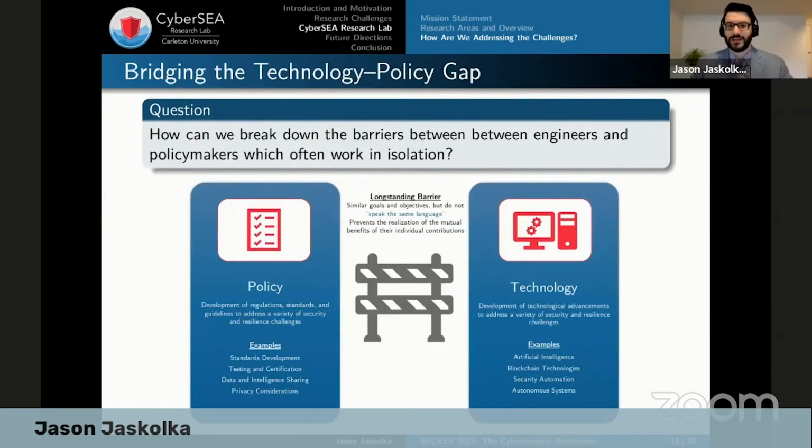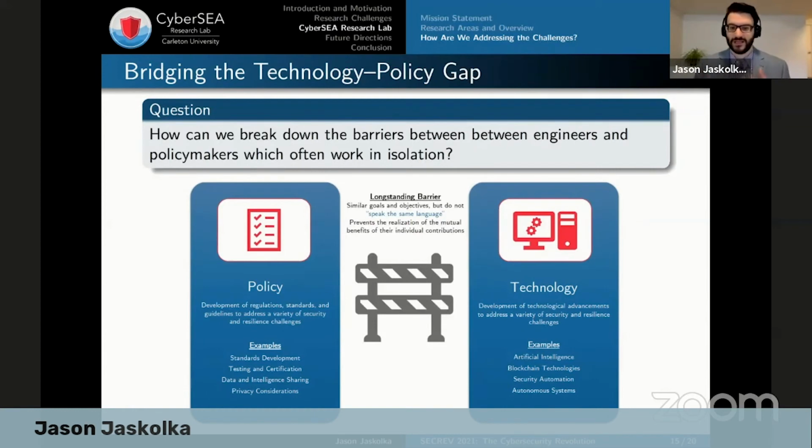And then finally, we're looking to bridge the technology policy gap. What we're aiming for here is breaking down the barriers between engineers and policymakers, which often work in isolation from one another. We typically have the policy folks developing the regulations, the standards, the guidelines that help to address a variety of security and resilience challenges.